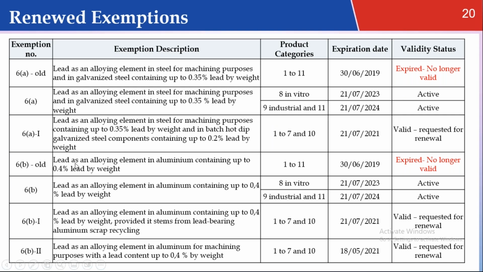Similarly, for 6B also, the lead in aluminum content can be used up to 0.4%. Generally it was for all the categories, which expired in 2019. It was further renewed to 6B1 and 6B2, which can be used for categories 1 to 7 and 10, and 6B can be used for category 8 up to 2023, and in categories 9 and 11, it can be used up to 2024. So those are some basic examples of renewed exemptions.